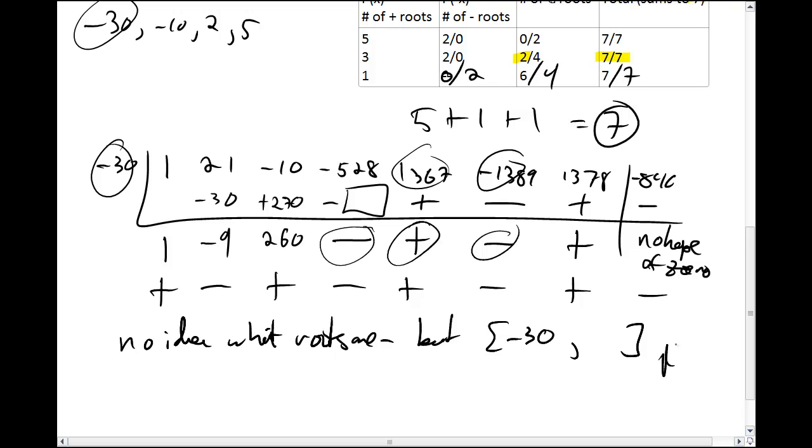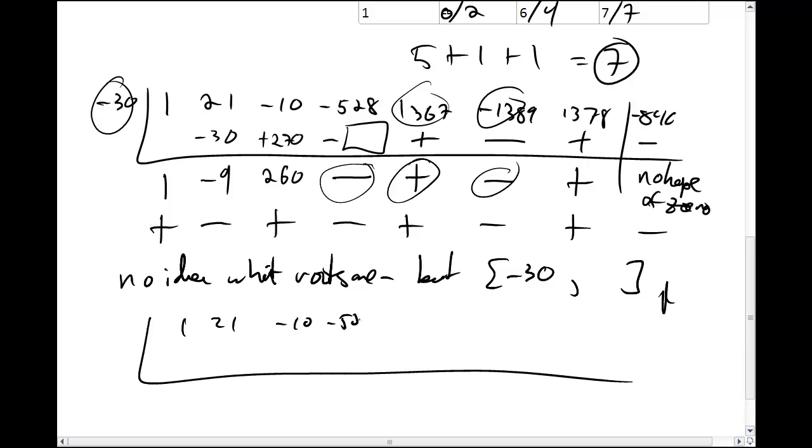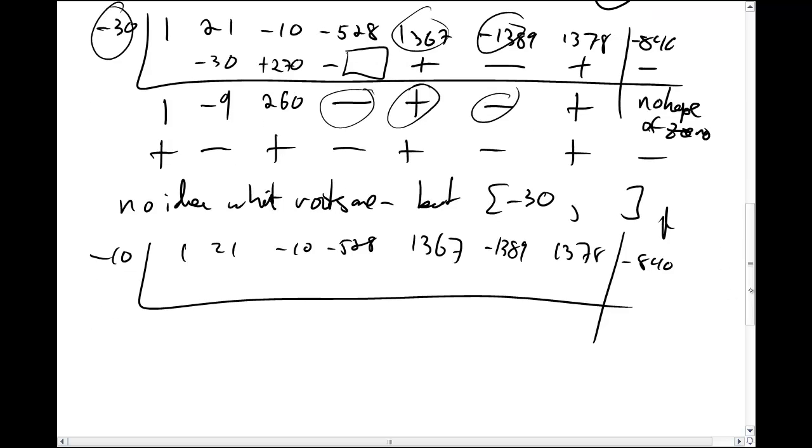We could try negative 10. Same thing, 1, 21, negative 10, negative 528, 1367, negative 1389, 1378, negative 840. Now we're trying it with negative 10. Same idea. If I get alternating signs, then I know I don't need negative 30 as my lower bound. I could go in here and replace it with something better as a lower bound, negative 10. You like your lower bounds to be as small as possible. It tells you where to look.